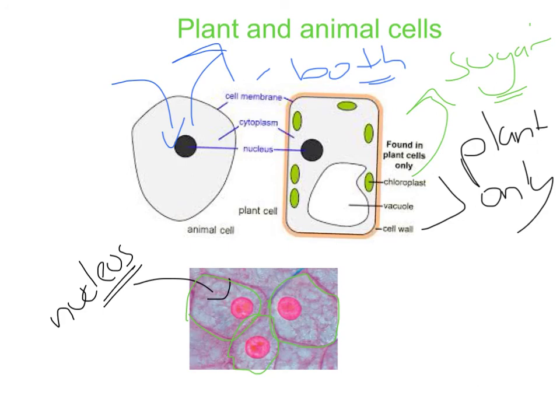So just be aware that plant and animal cells exist. They have similarities and they have some differences. And you need to know what an actual plant and animal cell looks like under the microscope as well. Right? Just be aware of that as well.